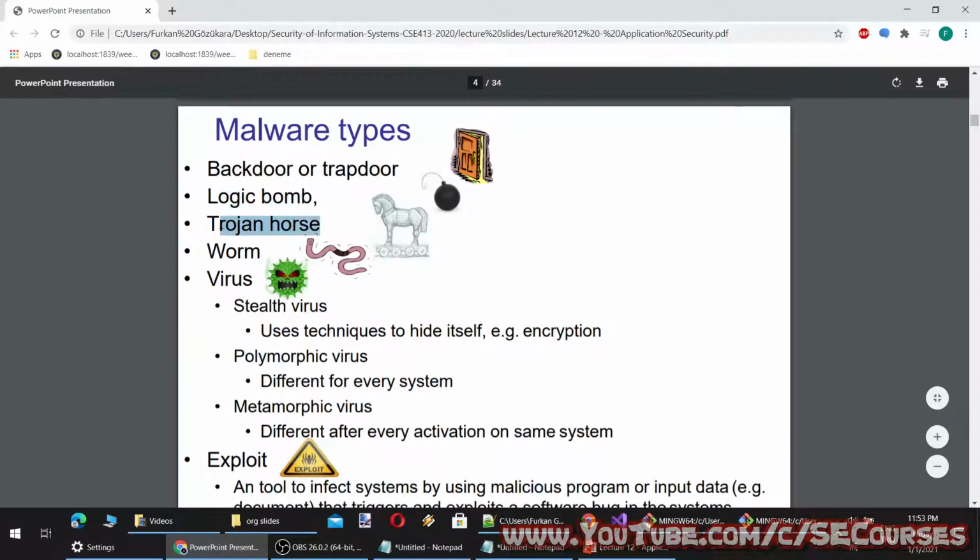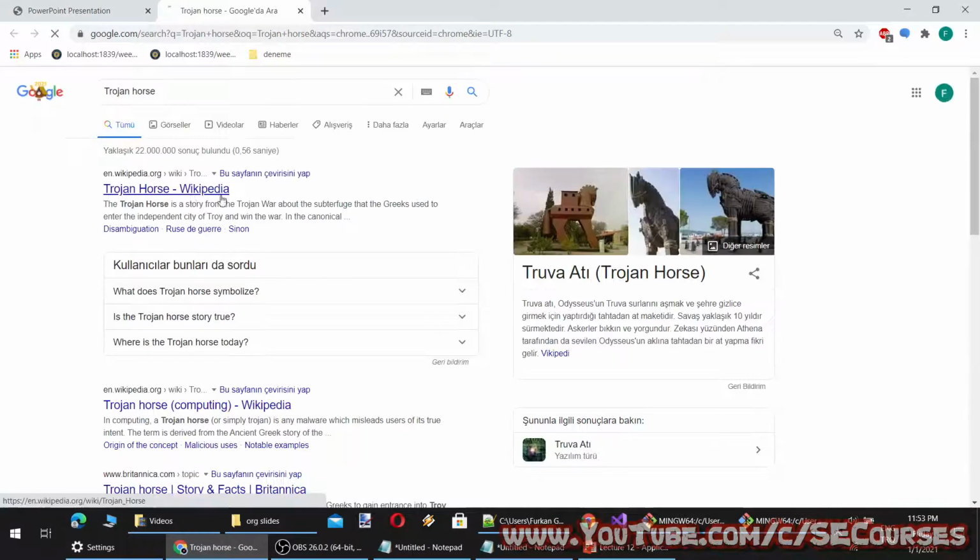Okay, so now we know the logic bomb. Let's look for Trojan horse.